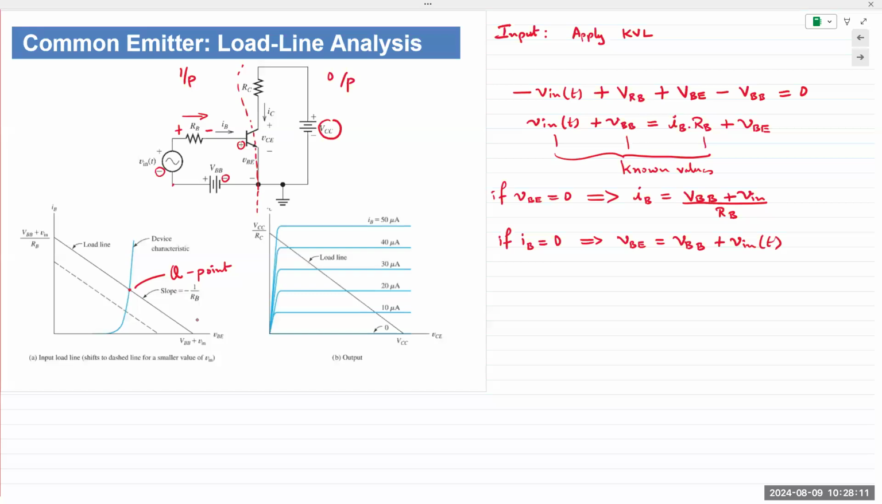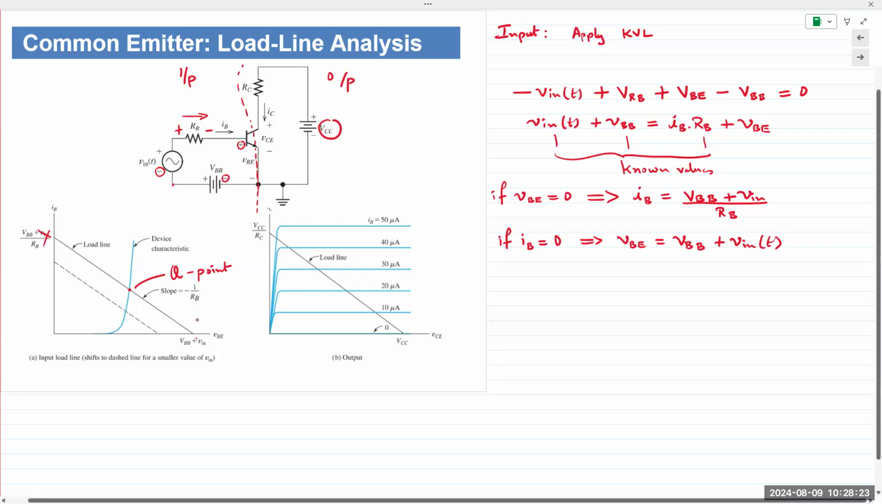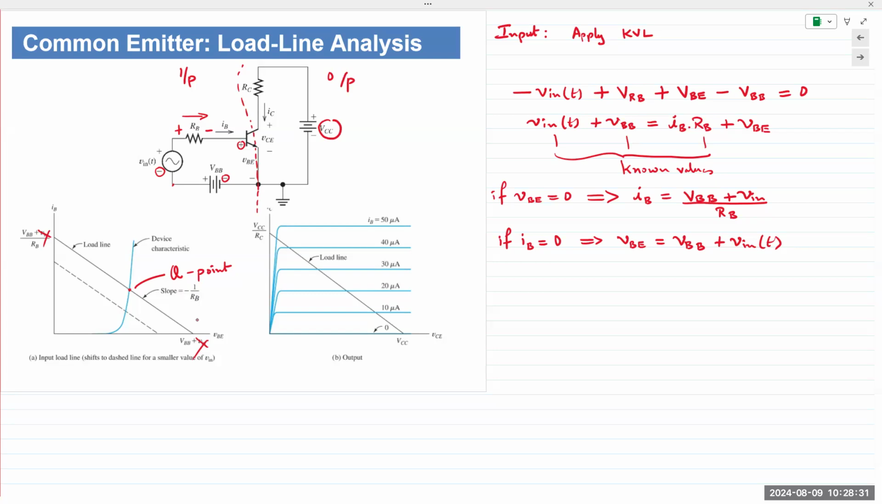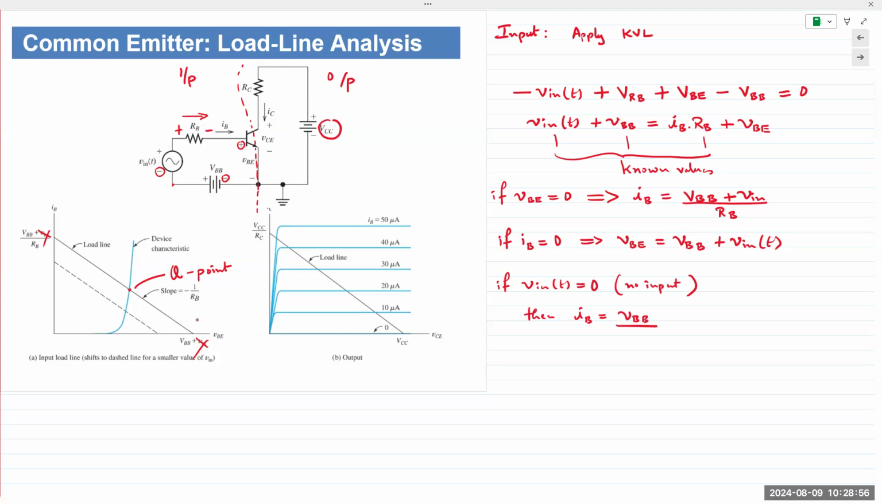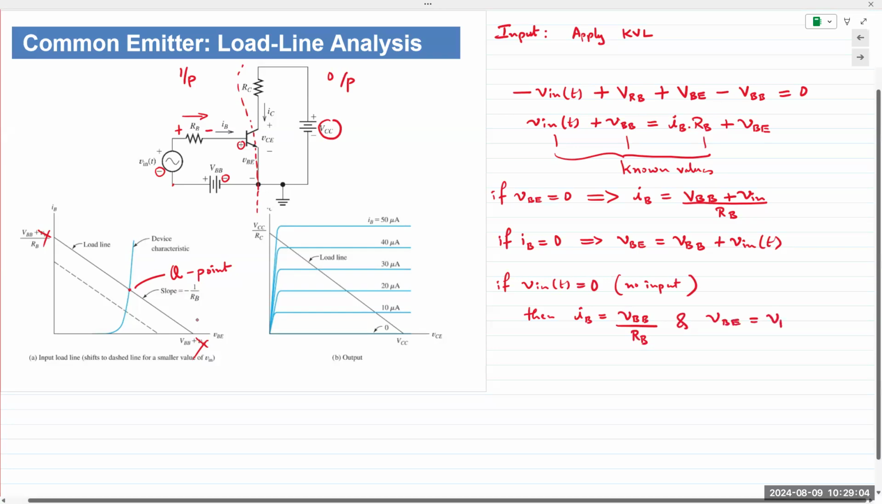This is where we are biasing our circuit. If we don't apply any input voltage, if Vin is equal to 0, it's only DC voltages that have been applied, then of course it's simply VBB over RB, and here it's simply VBB. If Vin is equal to 0, right? So you can find the Q point or the operating point of this amplifier circuit without the AC signal, meaning no input applied. Then it is similar to the load line analysis for the diode.